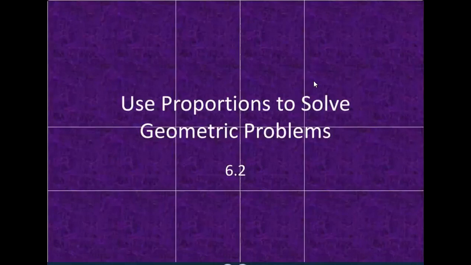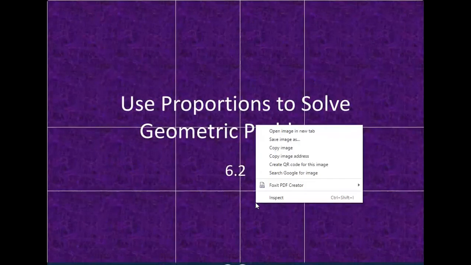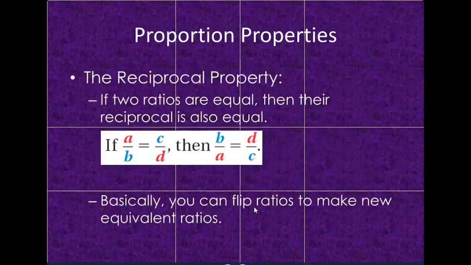Hello, grade 9. Today we are going to use proportions to solve geometric problems. As you know, a proportion means equality of two or more ratios. The first property we are going to use today is the reciprocal property.